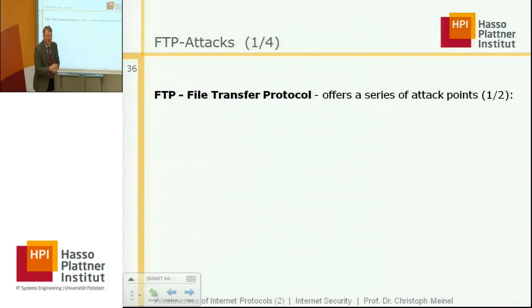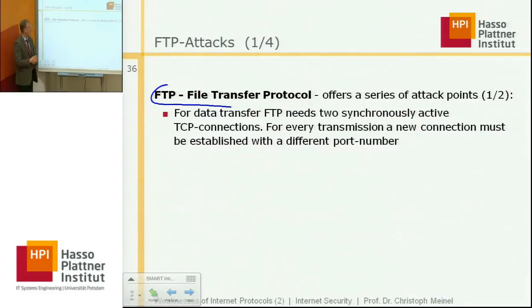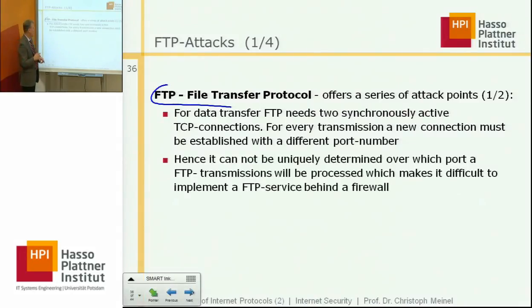There are many applications in the internet. Let's have a look at the File Transfer Protocol. I claim that all these application programs have weaknesses or can be misused, or there exist known attacks based on these services. If we look at FTP, this provides a series of attack points. Remember, for data transfer, FTP needs two synchronously active TCP connections, one for the transmission of the data and the other for the control information. These are established with different, neighboring ports. Hence, it cannot be uniquely determined over which port an FTP transmission will proceed, which makes it difficult to implement an FTP service behind a firewall.